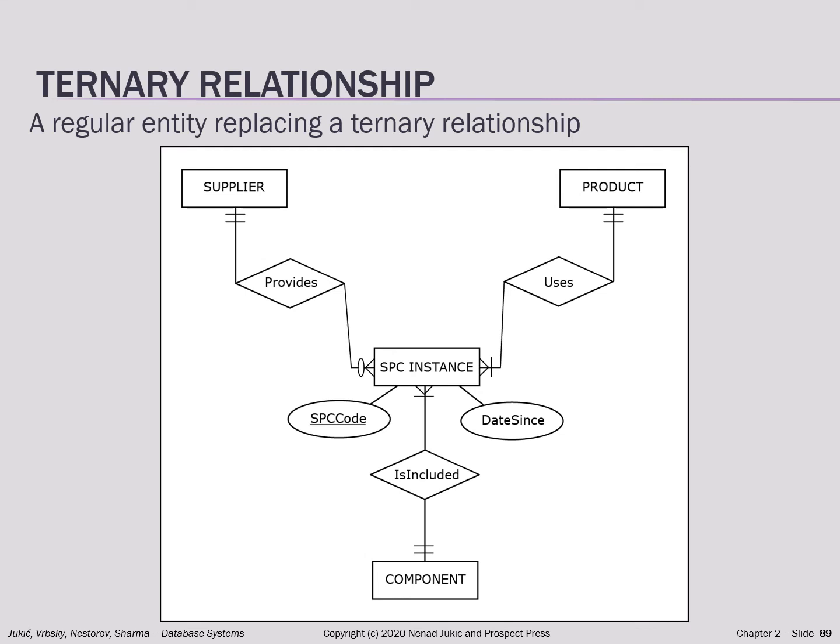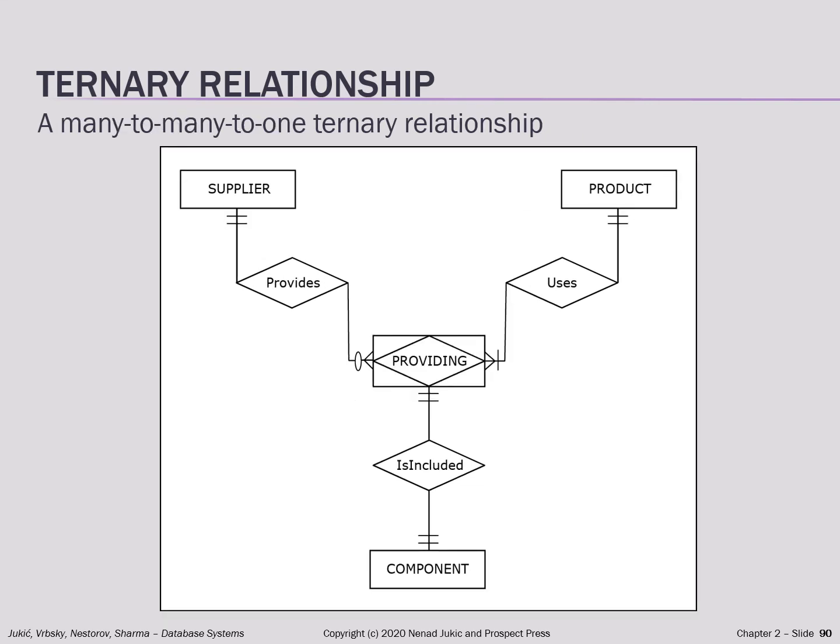By adding this unique attribute to the relationship, now we can convert the whole relationship to an entity, and we can add other attributes such as date since. However, that's not always possible, and sometimes we may have to be stuck with a ternary relationship, and that's fine. It turns out that ternary relationships make sense only if there are many to many to many relationships. Let's look at this ternary relationship, which is not a many to many to many relationship. Instead, it's a many to many to one relationship.